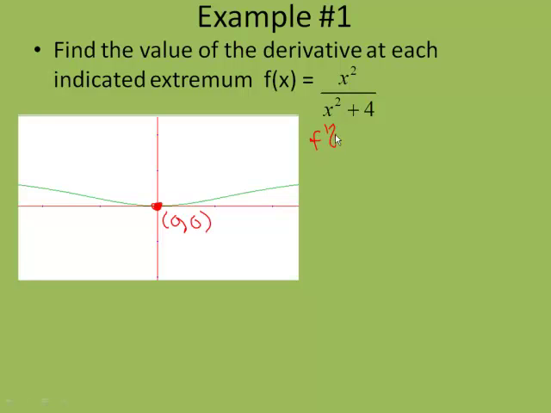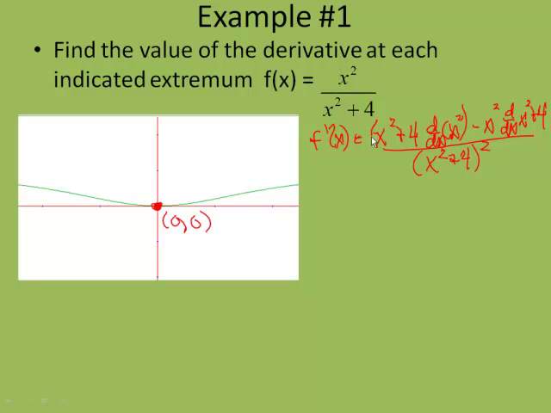f prime of x is going to be equal to low d high minus high d low. I'm running out of room. Okay, all over low squared. So I'm going to shift this all over because I kind of ran out of room. So notice I haven't derived anything yet. I'm just using the quotient rule. And I'm going to have to go back now and derive each one of these parts.